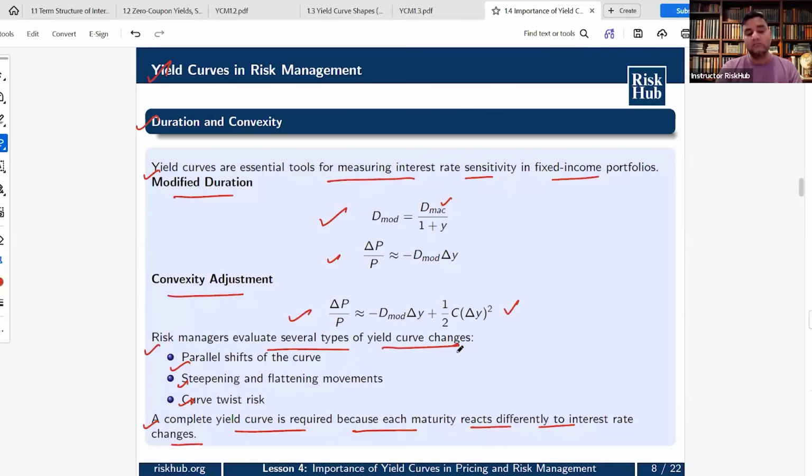The slide also lists three curve movements. Risk managers examine parallel shift, steepening and flattening in risk. In clarification, I'll add here that duration and convexity as written measure only a parallel shift, so both use a single delta Y. They cannot measure steepening, flattening, or twist. Those need key rate duration or partial duration, which reports sensitivity to each maturity bucket separately.